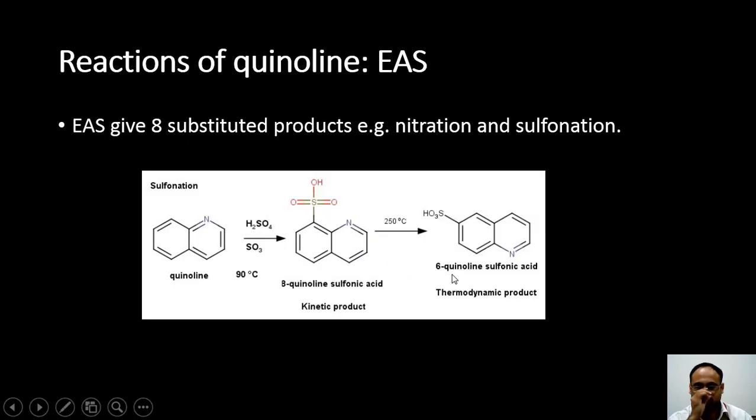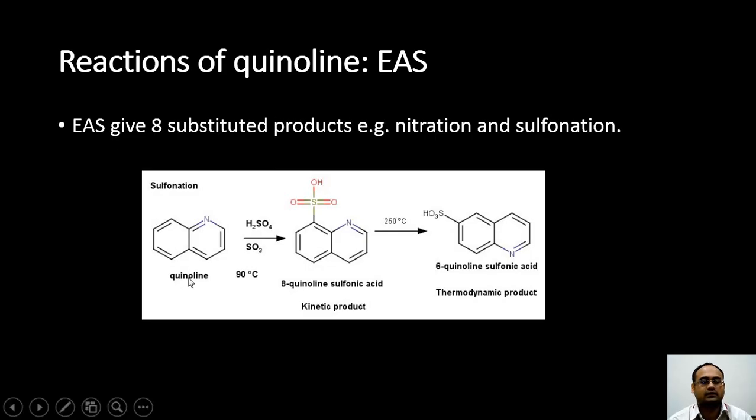Then in the next reaction, quinoline being an aromatic heterocyclic compound, it also tends to undergo electrophilic substitution reactions more easily than addition reactions. So electrophilic aromatic substitution can give us 8-substituted quinoline derivatives. So we will study the sulfonation and nitration of these compounds.